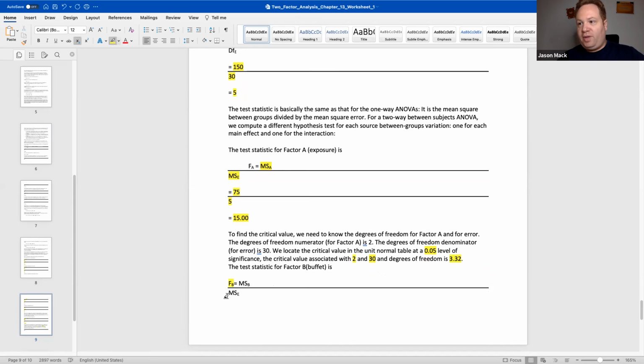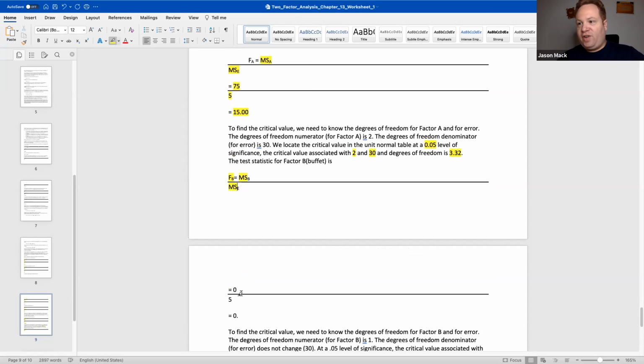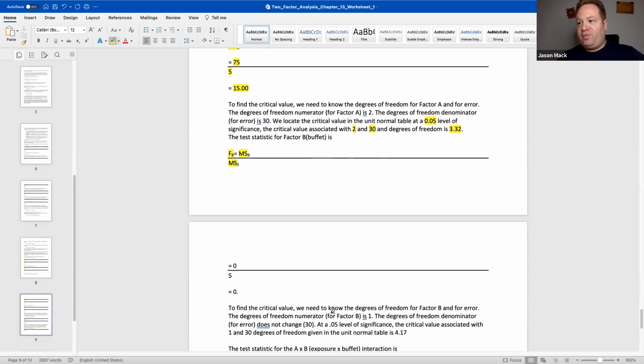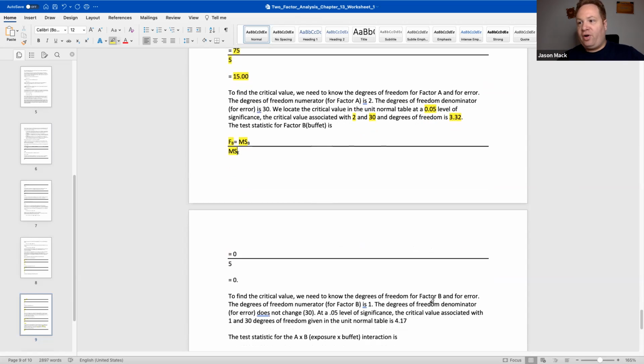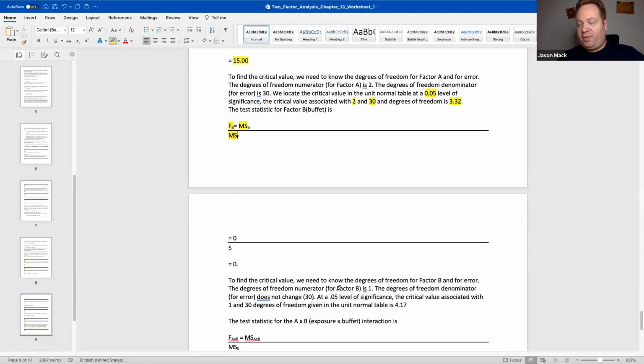So the test statistic for factor B, buffet, is equal to the mean square for B divided by the mean square error, okay? You plug that in, that's 0 divided by 5, so that's 0. To find the critical value, we need to know the degrees of freedom for factor B and for the error. The degrees of freedom numerator for factor B is 1.